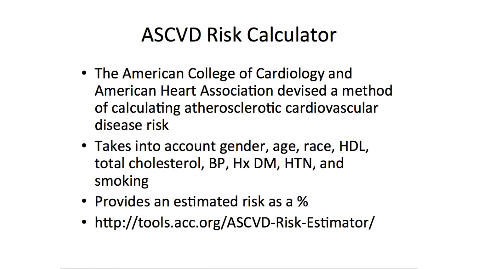This is primarily just for your information and something you can try at home. The American College of Cardiology and American Heart Association devised a method of calculating atherosclerotic cardiovascular disease risk. It takes into account gender, age, race, high-density lipoprotein, total cholesterol, blood pressure, history of diabetes, hypertension, and whether or not the patient's a smoker. It provides an estimated risk as a percentage. This tool has been useful in determining whether or not the patient would benefit from antihyperlipidemic therapy.